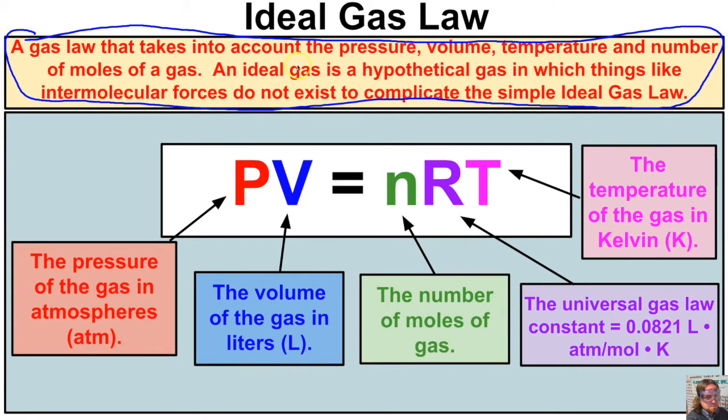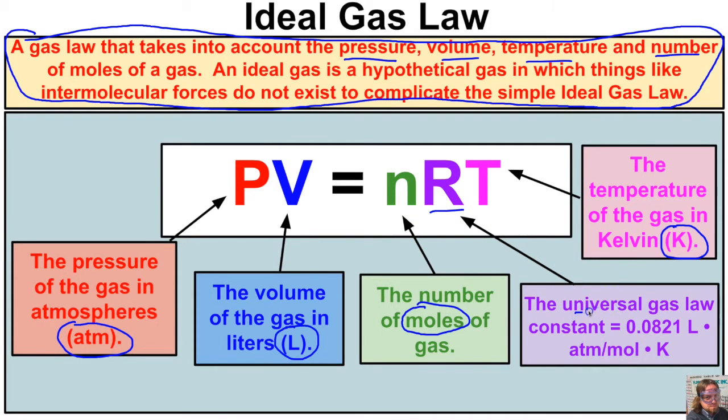All right, so the ideal gas law, once again, takes into account pressure, volume, temperature, and number of moles of gas into one easy to use little formula. It tells us that pressure times volume equals the number of moles times the temperature times some sort of constant, in this case the universal gas law constant. So PV equals nRT. When working with the ideal gas law, the pressure always needs to be in atmospheres, the volume always needs to be in liters, n stands for the number of moles of gas, the temperature always needs to be in Kelvin, and last but not least, R, the universal gas law constant.